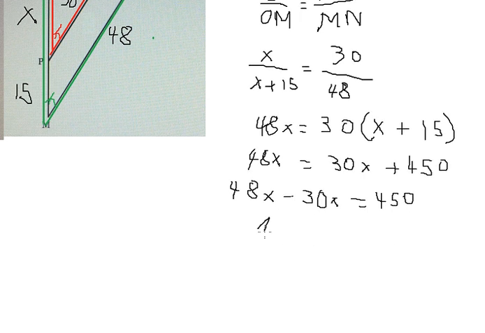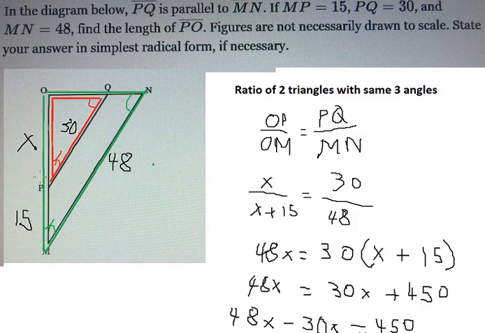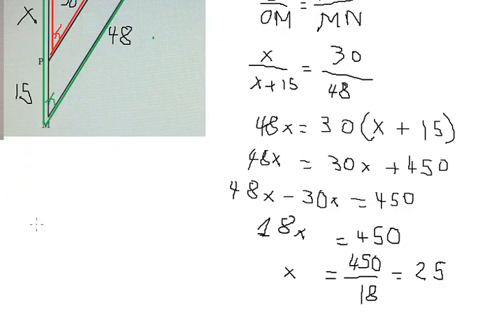So this one we have 18S equals 450. And now we need to divide both sides by 18. So we calculate this one and we have 25. So that means OB equals 25.